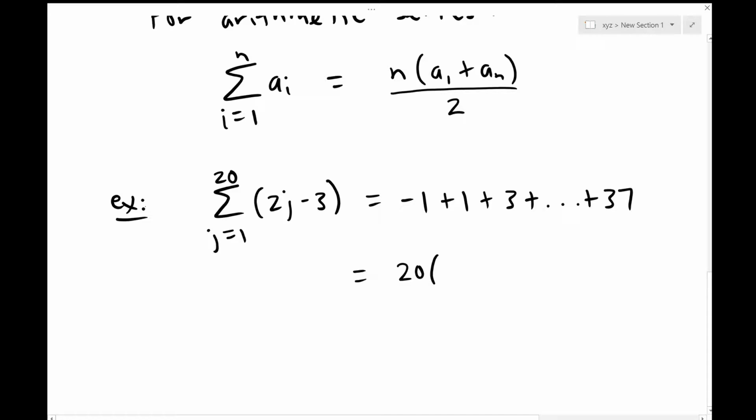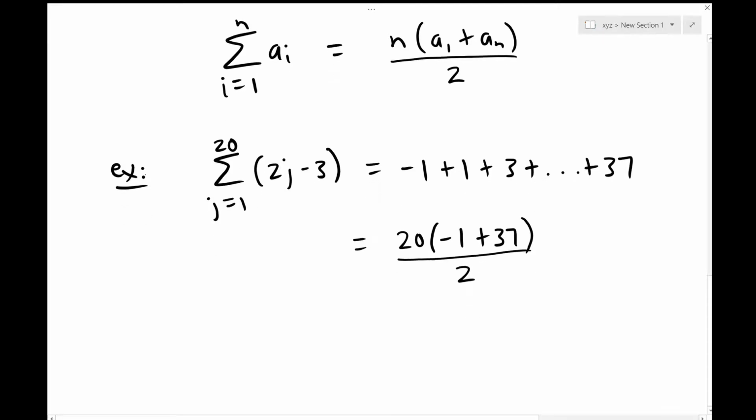And then I multiply this by the sum of the first and last terms in the series. So the first term we can see is negative 1. The last term is 37. So I simply have to add those two numbers together. But then we take that result and we divide the whole thing by 2. So simplifying this, we'll have 20 times 36 over 2. And to make things easier on myself, I'll reduce the 2 with the 20, so that will become 10. So we're simply taking 10 times 36, which of course we know is 360.